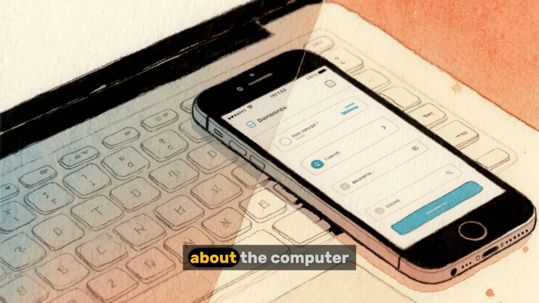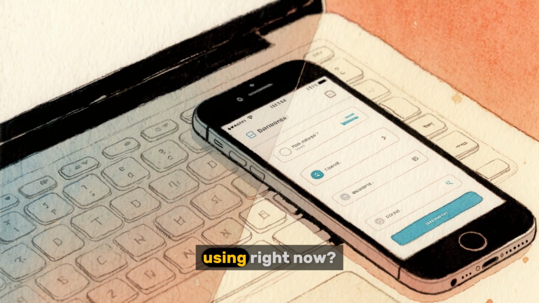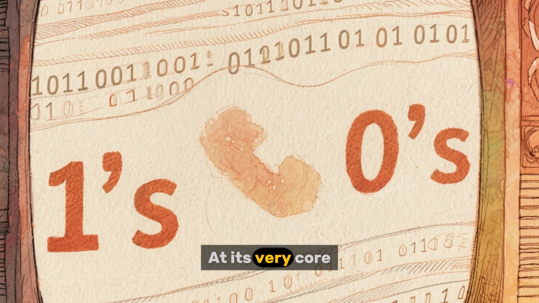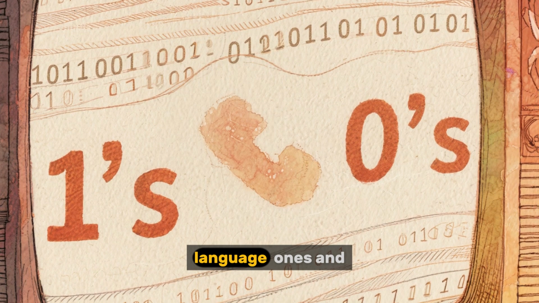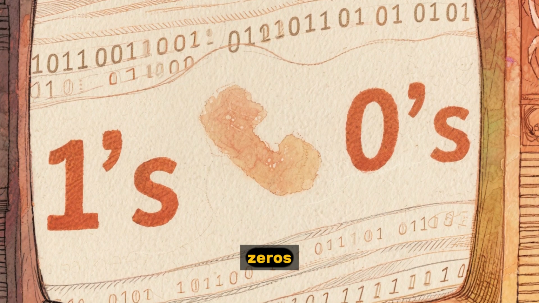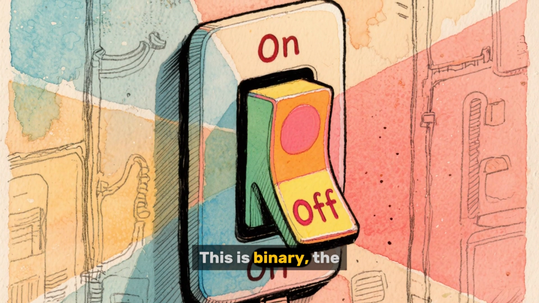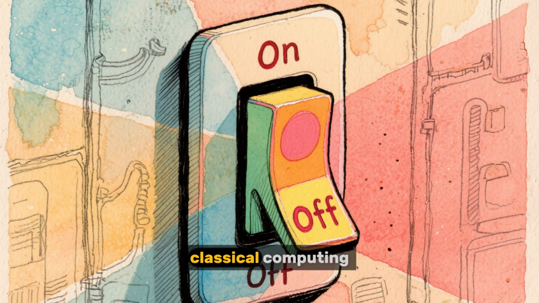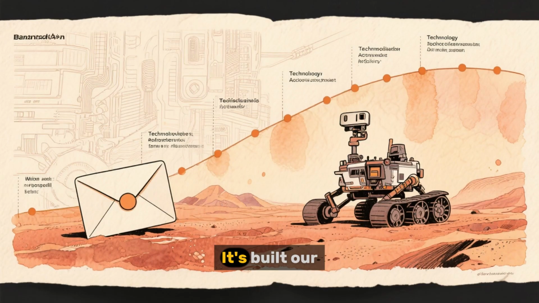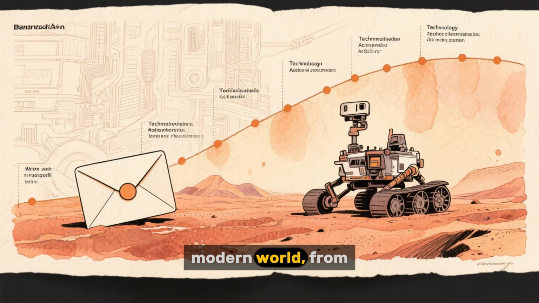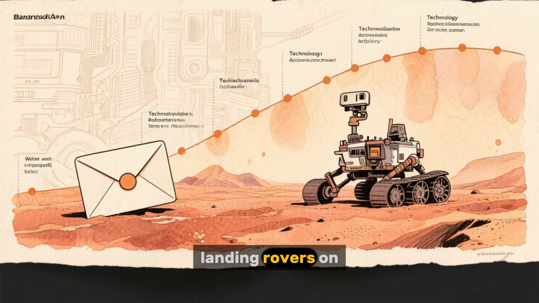Have you ever stopped to think about the computer or phone you're using right now? At its very core, it speaks a simple language: ones and zeros, on, off, yes, no. This is binary, the foundation of all classical computing for the last century. It's built our modern world, from sending emails to landing rovers on Mars.